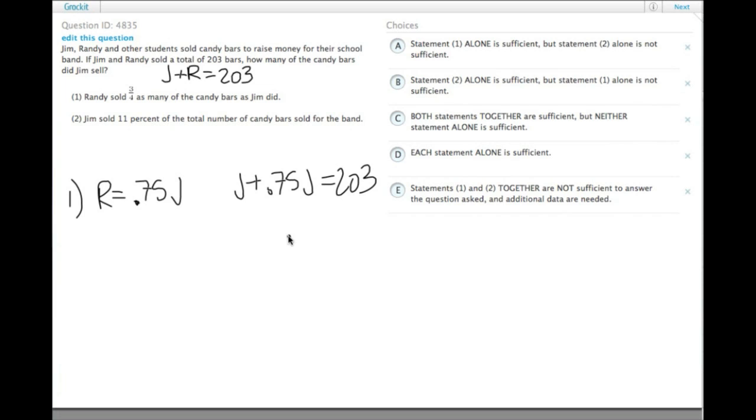And from there we have a single variable, 1.75 J equals 203, divide both sides by 1.75. Whatever that is, that's how many Jim sold. So statement 1 will be sufficient, and we cross off B, C, and E.